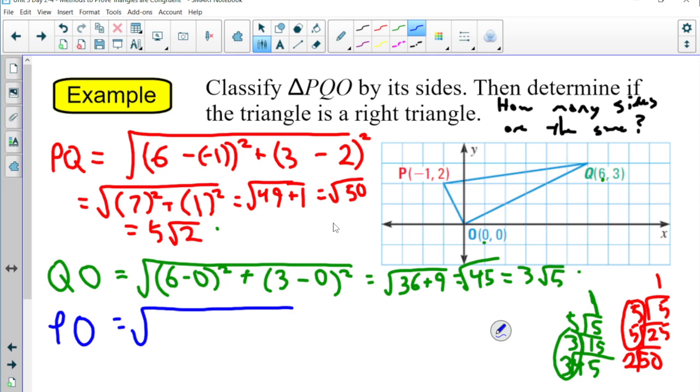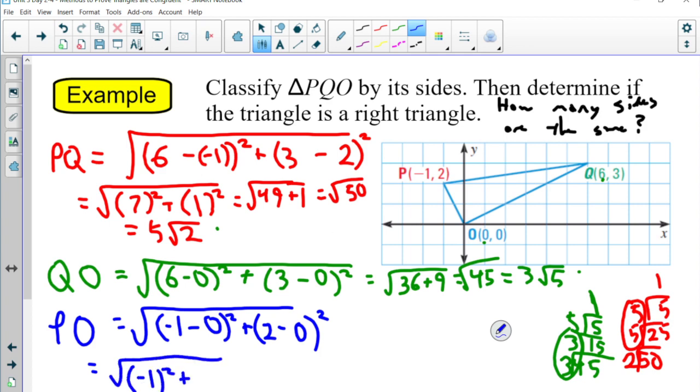So again, we're going to start with our X coordinates. The X coordinate of P, -1, minus the X coordinate of O, 0 squared, plus. We're going to look at our Y coordinates. Y coordinate of P is 2, and the Y coordinate of O is 0. We're going to subtract them squared. All right, now this one's going to be quicker. -1 minus 0 is -1 squared, and then 2 minus 0 is 2 squared.